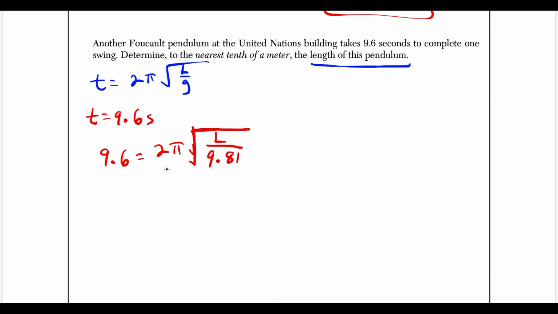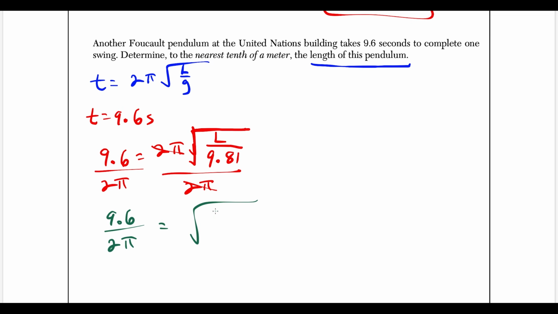So now to solve for capital L, I would start by dividing both sides by 2 pi. So we have divide by 2 pi on both sides. And now that brings you to this step. We have 9.6, and I'll just color code this a little bit different so it stands out. We have 9.6 over 2 pi equals the square root of L over 9.81. And now what we'll do is we'll square both sides because that'll get the square root to disappear.